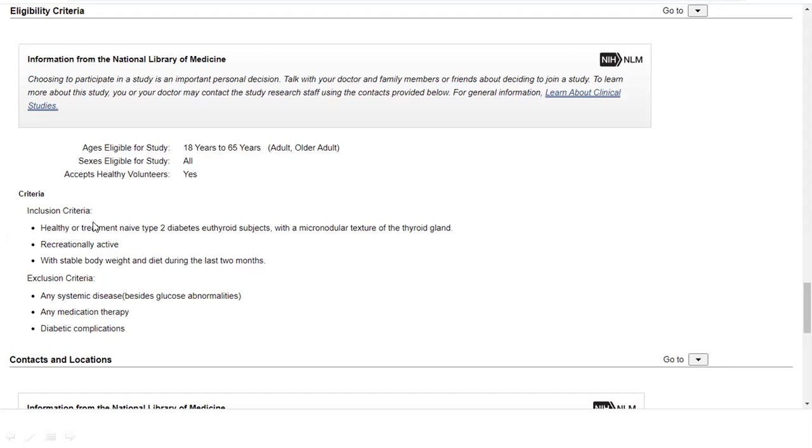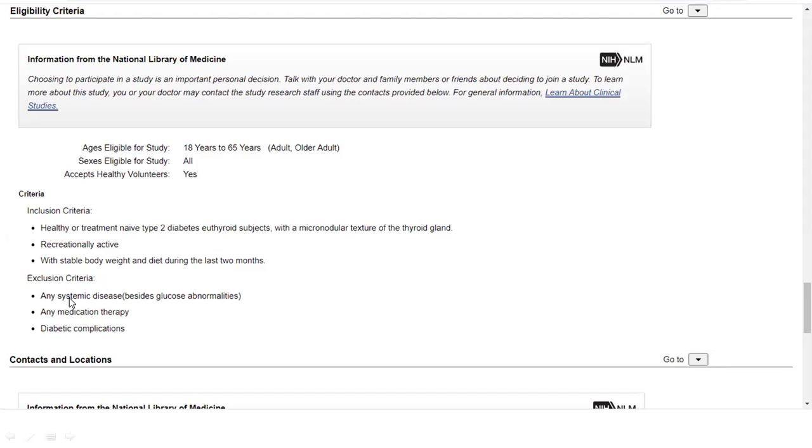Now, what is the inclusion criteria that they wanted to follow? Healthy or treatment naive. Healthy is under no treatment, or treatment is just starting new therapy of type 2 diabetes, euthyroid subjects with a micronodular texture of thyroid gland. They were recreationally active and had a stable body weight and diet during the last 2 months.